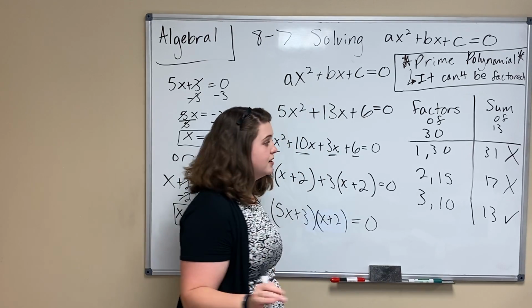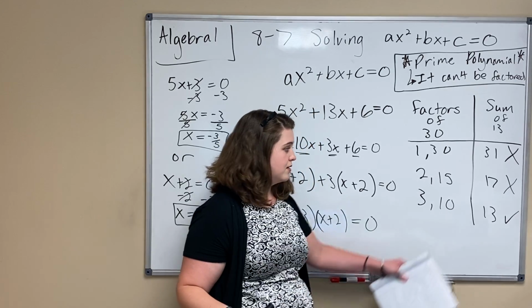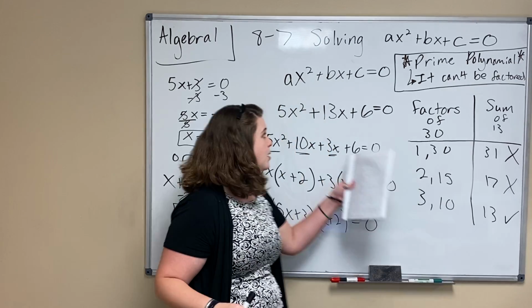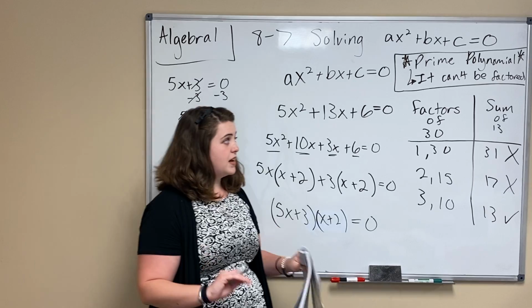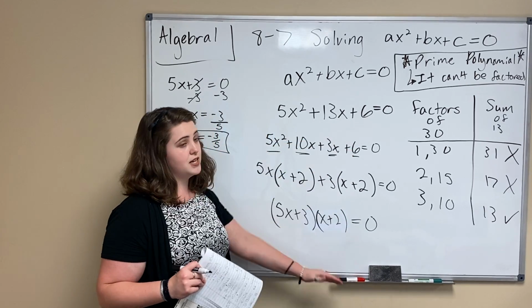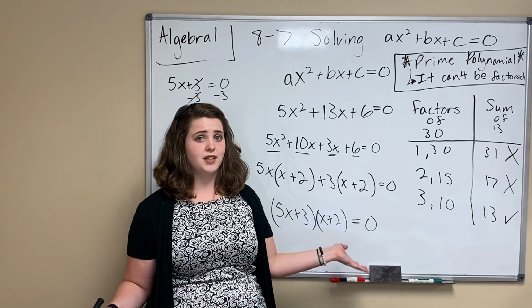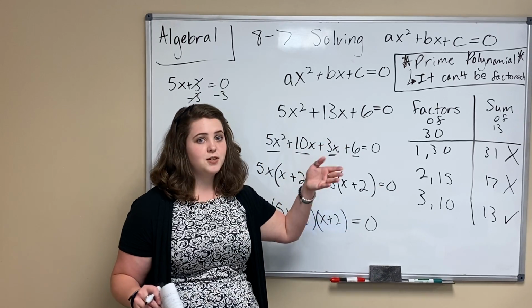So you may get started, you might try every single factor you can possibly think of and none of them add up to the sum of b. If that's the case, you just label it prime polynomial and you stop. You don't do any of the rest of this because you can't factor it. And factoring is what we're doing. You just label it prime polynomial and you stop.